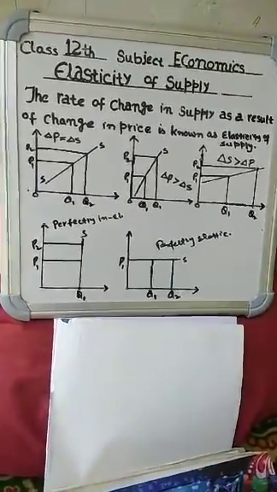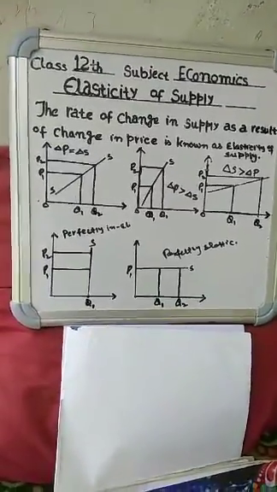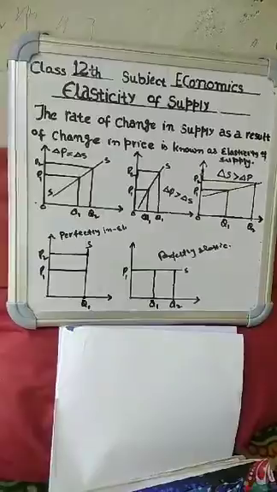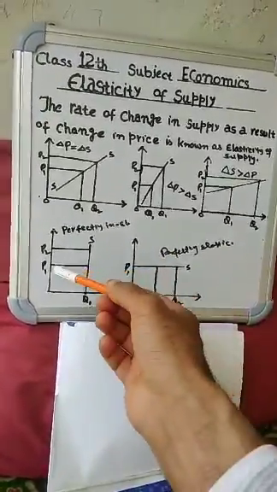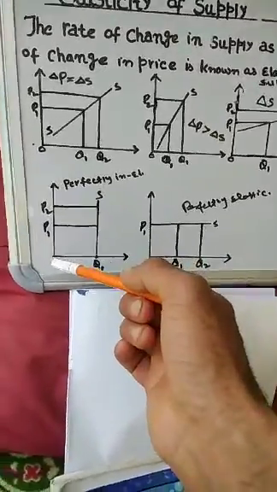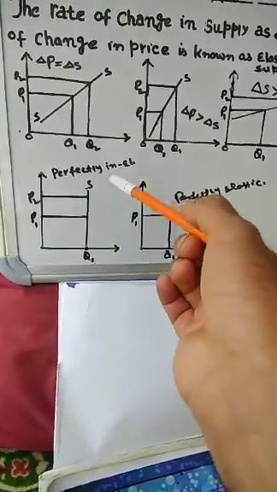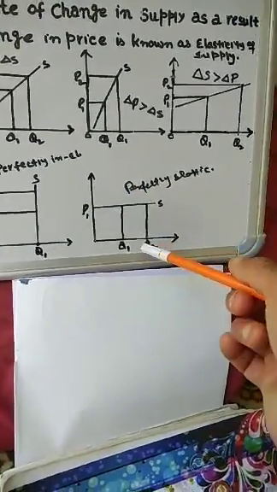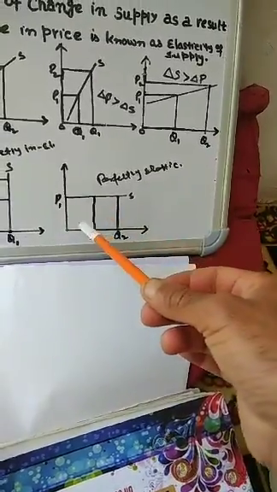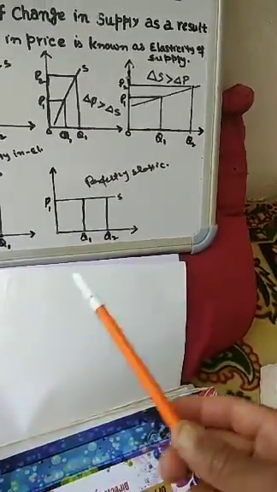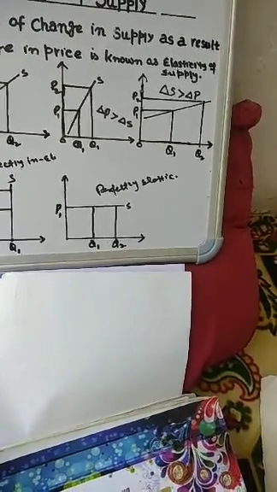Inelastic means that while stretching anything, it does not tend to stretch. This is known as inelastic, because here the impact of price on the quantity supplied is nil. That's why it is perfectly inelastic. And finally, here is the case of perfectly elastic supply: when there is no change in price, however the quantity supplied goes on changing. This is known as perfectly elastic supply.